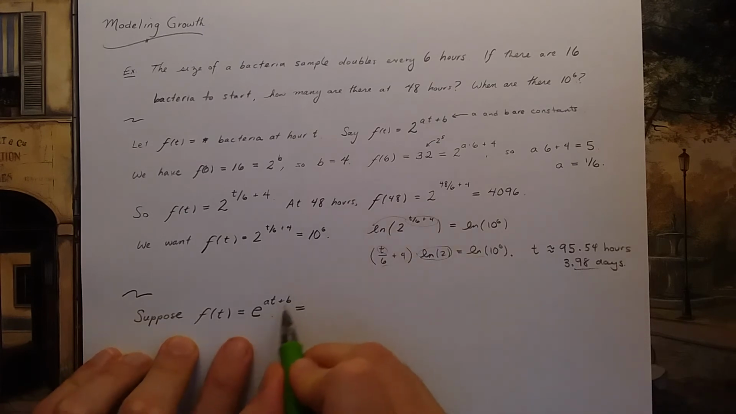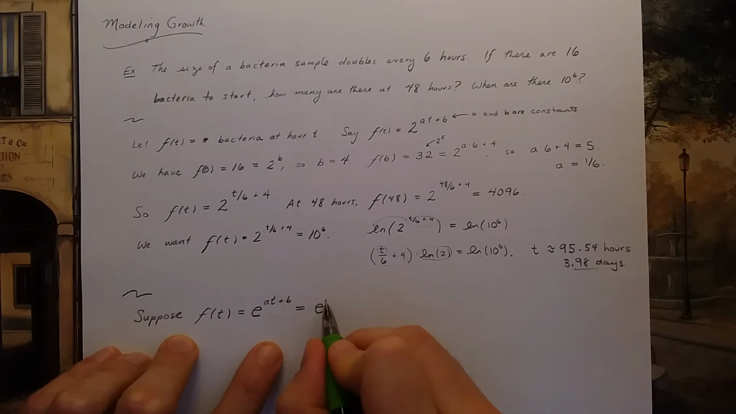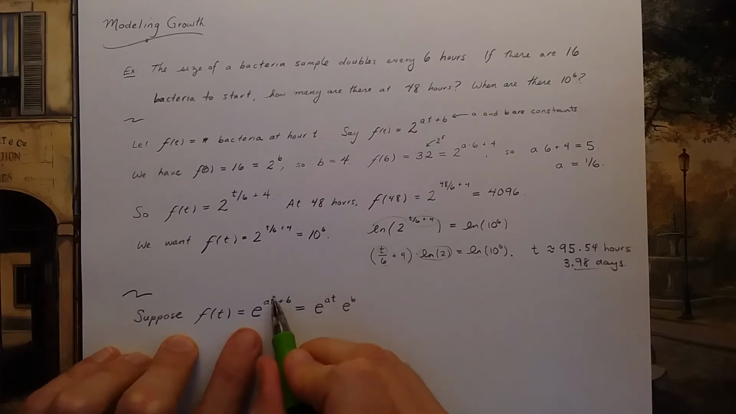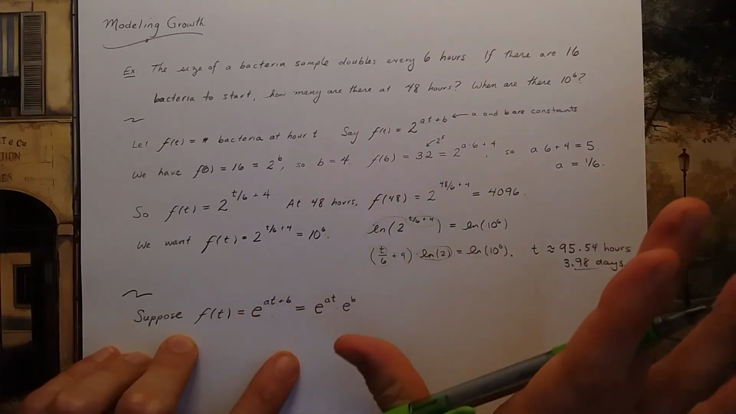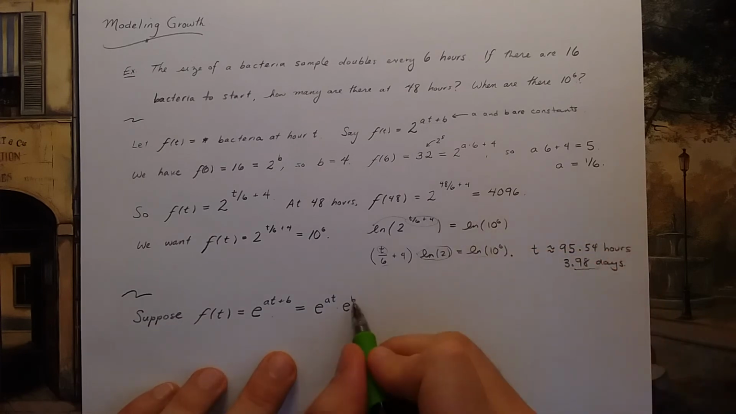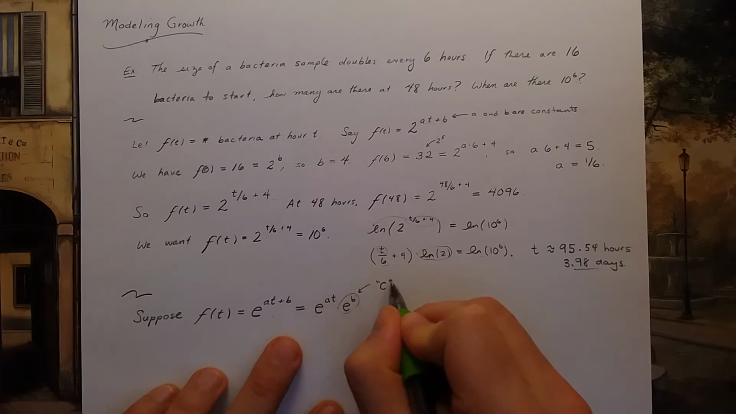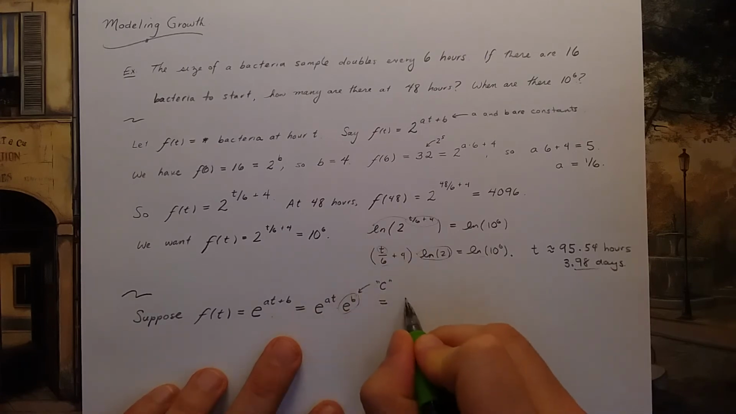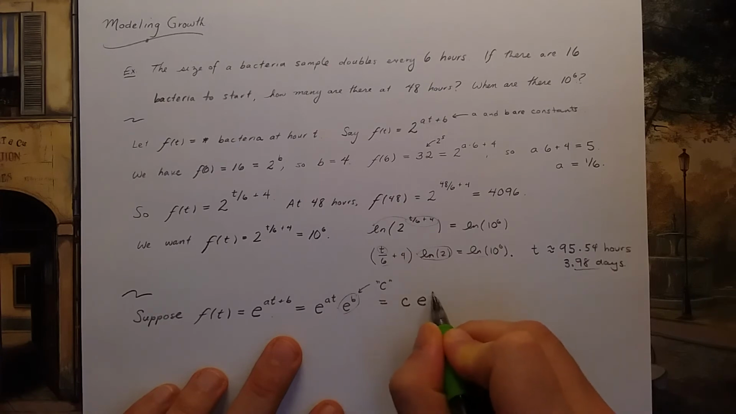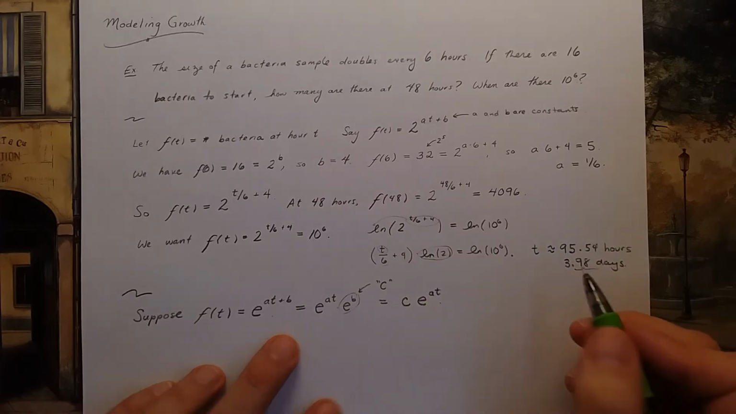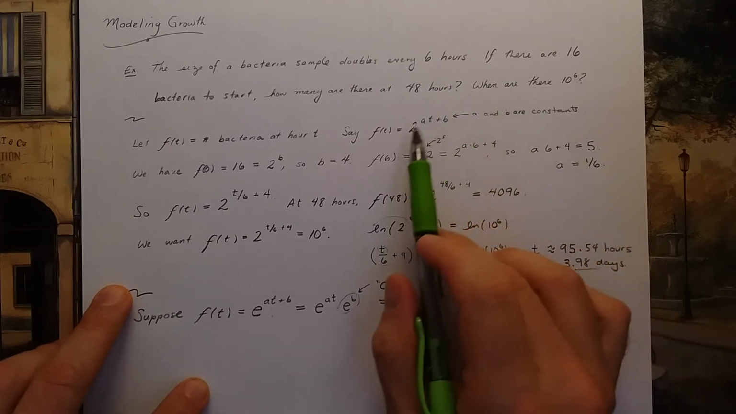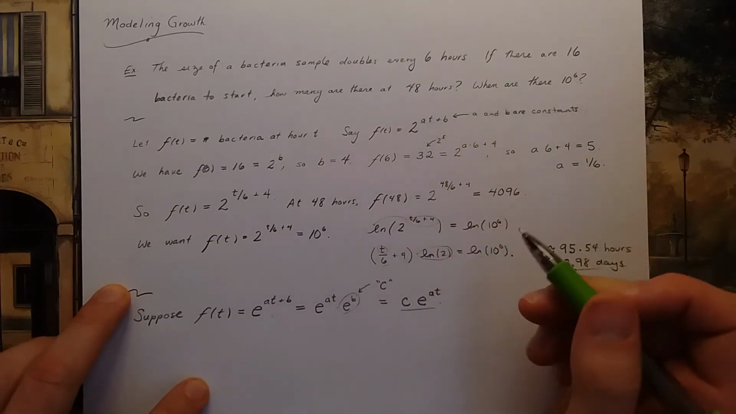Notice, before I continue with this line of reasoning, properties of exponents allow me to write this as e to the at power times e to the b. Now, t is a variable, but a and b are constants that I have yet to find. E to the b, therefore, is a constant. And some people like to call this another constant, c, so our model really looks like c times e to the at. So I'm going to use this model instead of my previous one and see what's different.